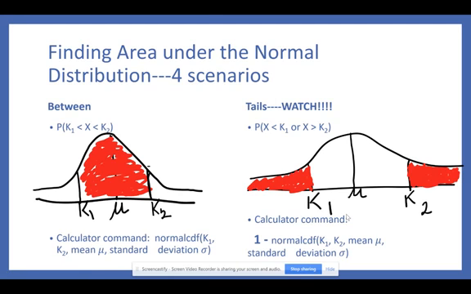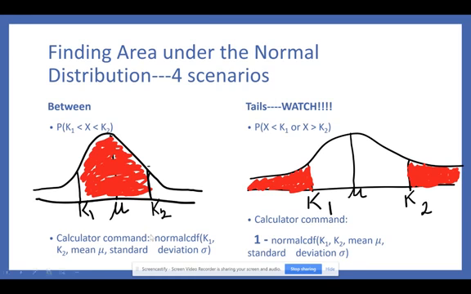You can recognize this scenario because you usually have some kind of joined statement using the word or, possibly the word and. So you would have the probability P that your variable X is less than K1 or your variable X is greater than K2.